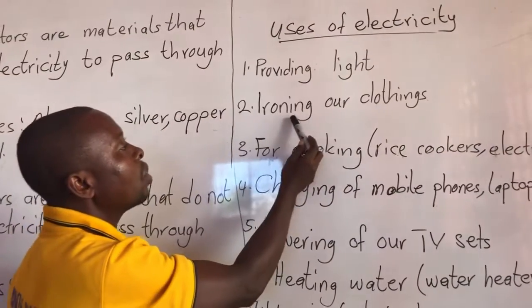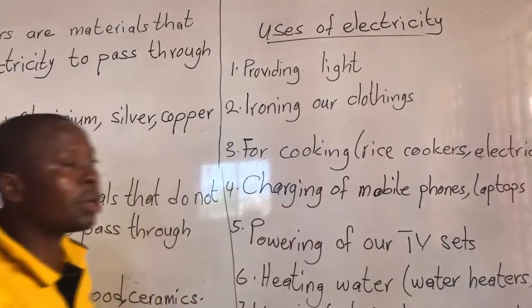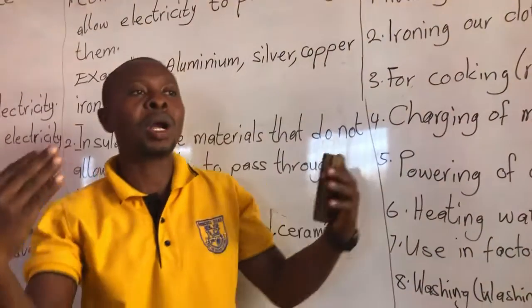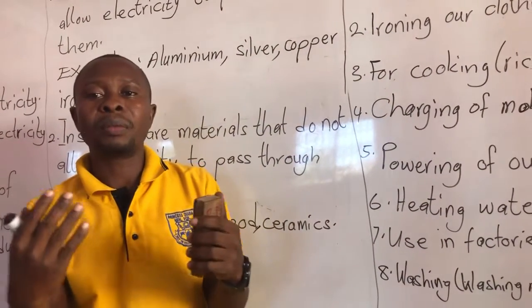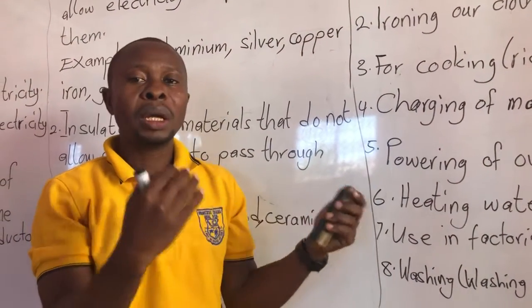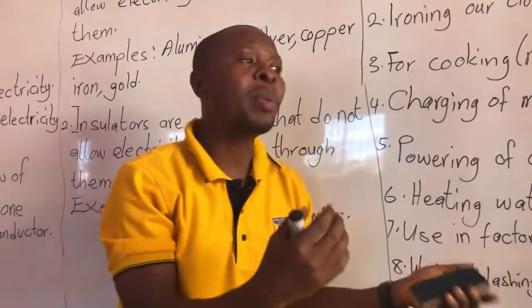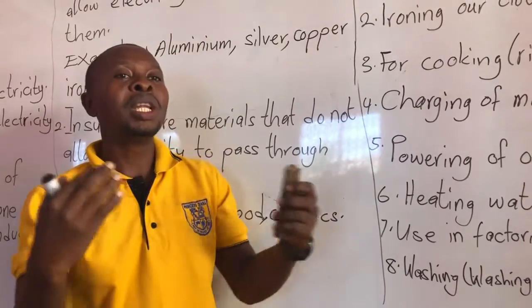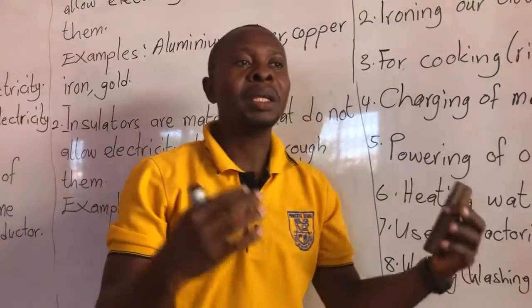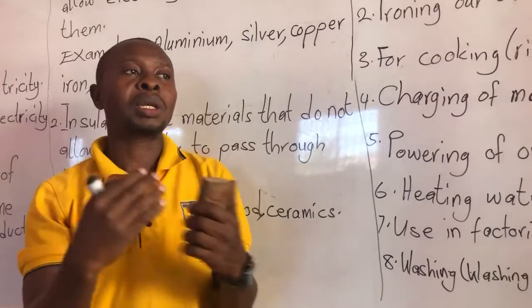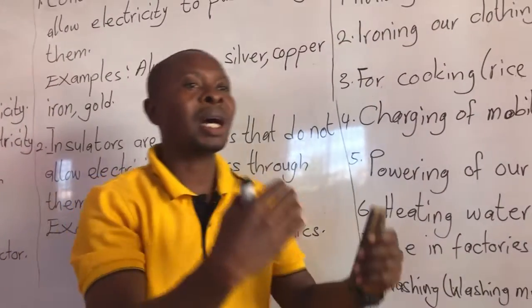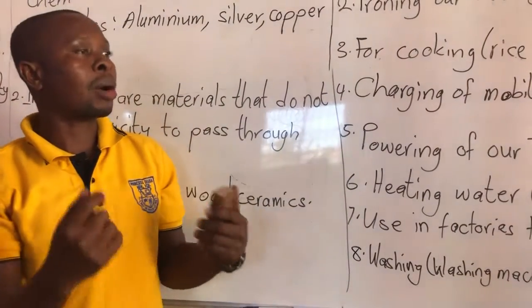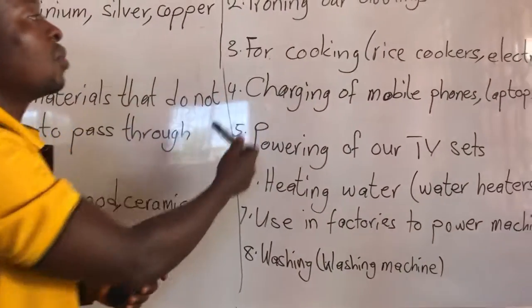Then we also have ironing our clothes. I hope this morning before we all came to school, our parents ironed our clothes for us. Some of us, our parents use box iron, and some use electrical iron. But most of us use what? Electrical iron, you see, to iron our clothes. So we use electricity for what?